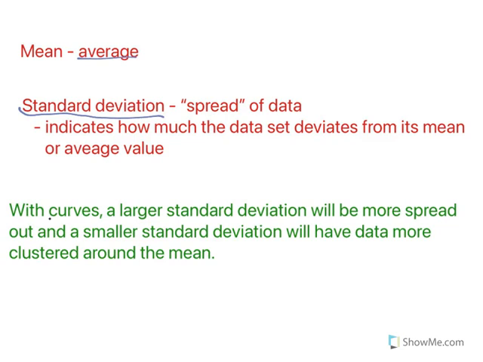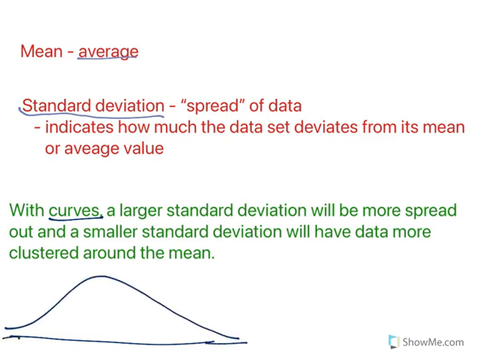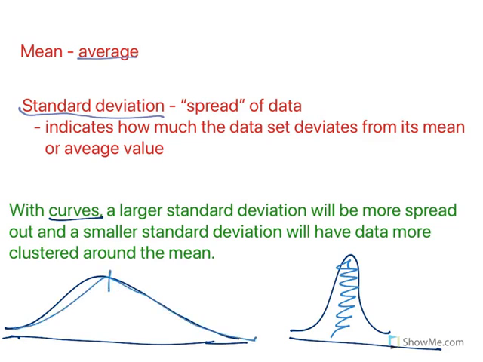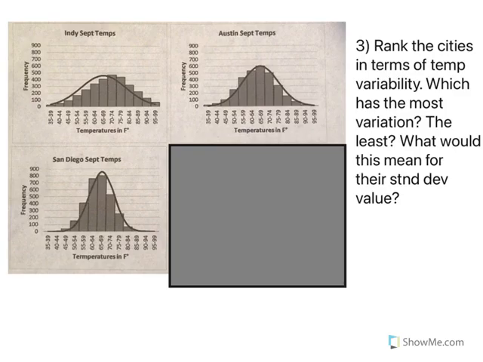Now when we talk about the curves, a larger standard deviation will be kind of flat and low, where a smaller standard deviation is kind of tall and skinny because all of the data is clustered around the mean. Whereas when it's really spread out, the mean is in the middle and the data just goes in both directions, just swooshed out. So you can really tell by a curve whether you have a large or a small standard deviation.